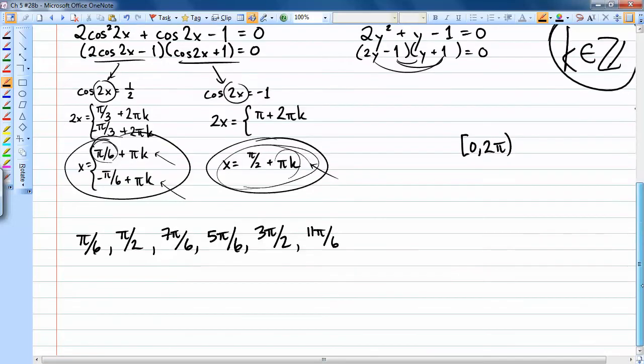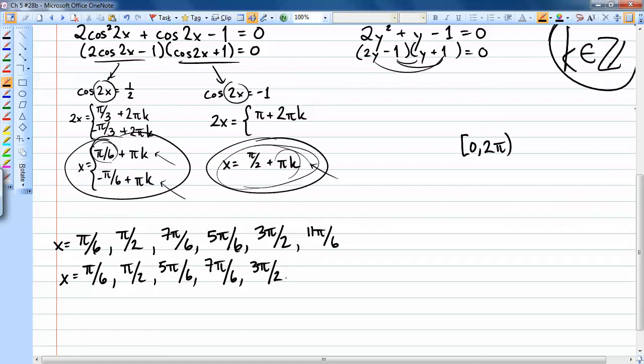So those aren't in order. I don't really care if you make them in order or not, as long as you have them all. But if you wanted to put them in order from smallest to greatest, it's pi over 6, pi over 2, 5 pi over 6, 7 pi over 6, 3 pi over 2, and 11 pi over 6. Okay, hope that helps.